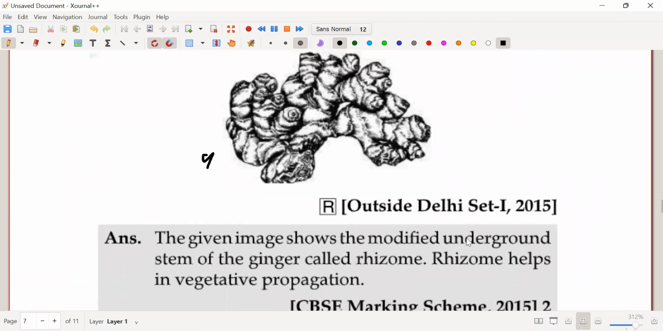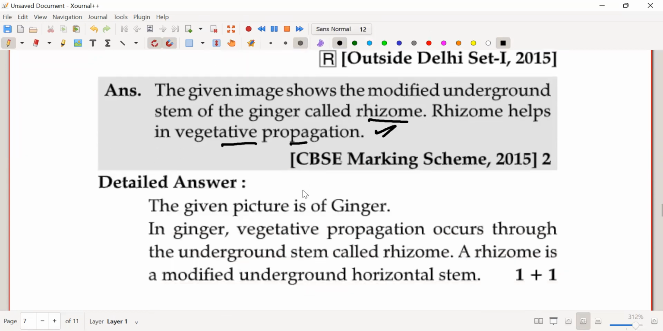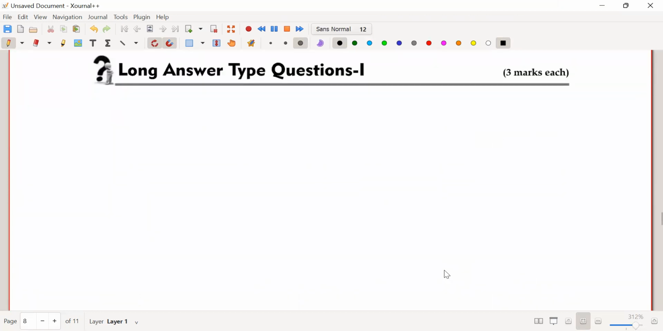This given image shows the modified underground stem of ginger, called a rhizome. Rhizomes help in vegetative propagation. When I break this ginger piece and put it in soil, it will automatically start growing. Detailed explanation: the given picture is ginger. In ginger, vegetative propagation occurs through the underground stem called a rhizome. The rhizome is the modified underground horizontal stem. Then let's go into long answer.